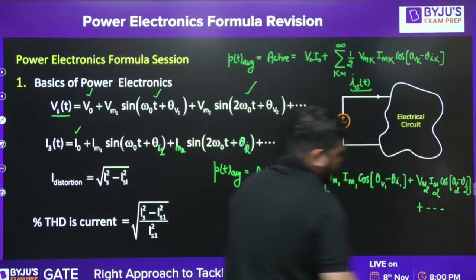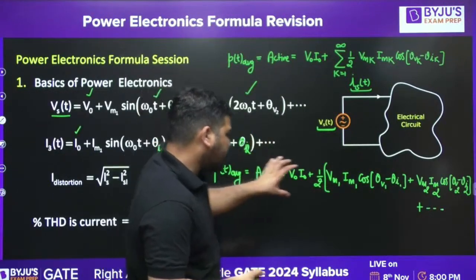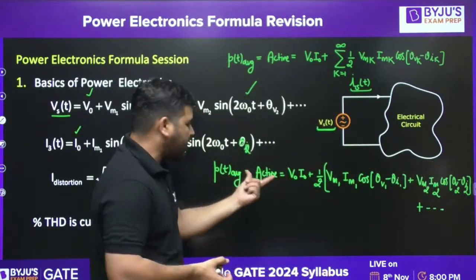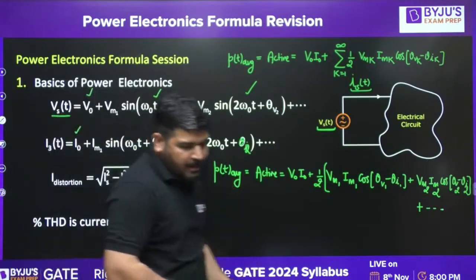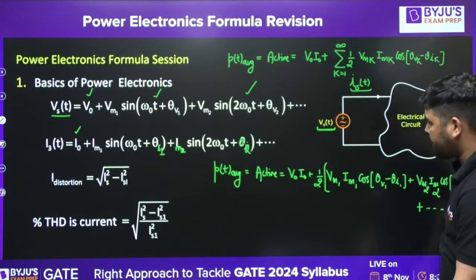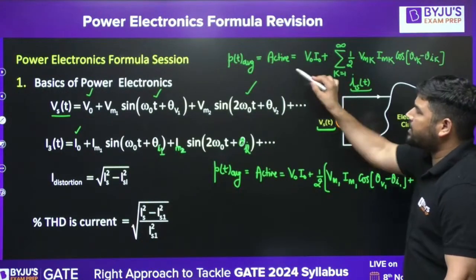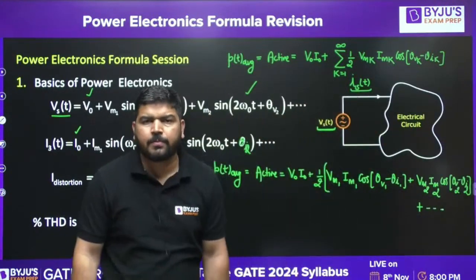And there will be further harmonics as well. Okay, so now if you look at this formula, this is called Parseval's relation. Using the Parseval relation, we are calculating the active power delivered by the source. This much wattage is the active power delivered by the source. And you have studied this Parseval relation in signals and systems also.